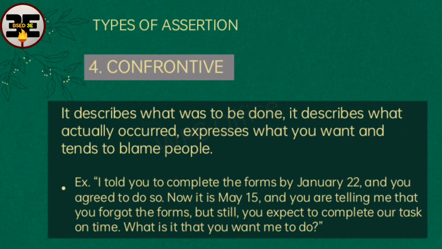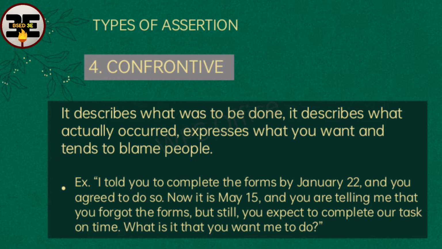The fourth type is called confrontive. It describes what was to be done, what actually occurred, and expresses what you want and tends to blame people. For example, I told you to complete the forms by January 22, and you agreed to do so.